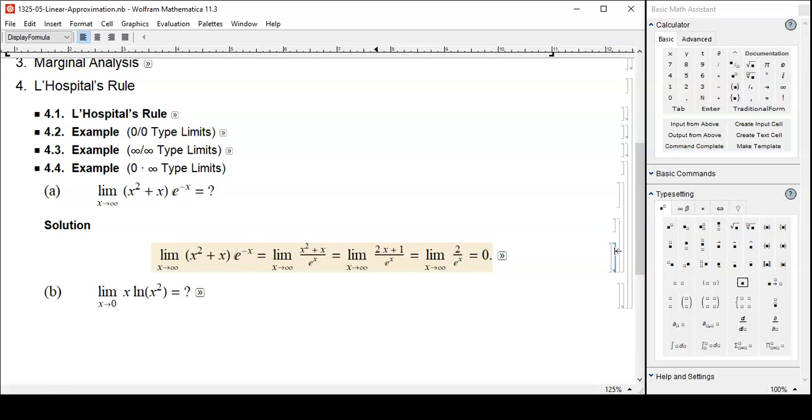Just mathematical verification. No big deal. See here? This multiplication can be changed into fraction. Move one of them into denominator. Exponential e to the negative x can go to denominator. Now we have e to the positive x.